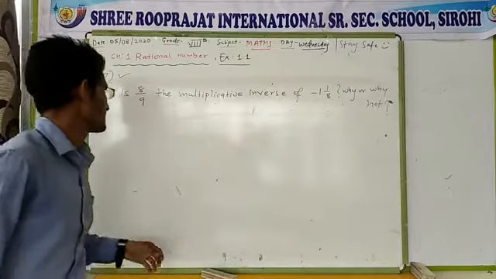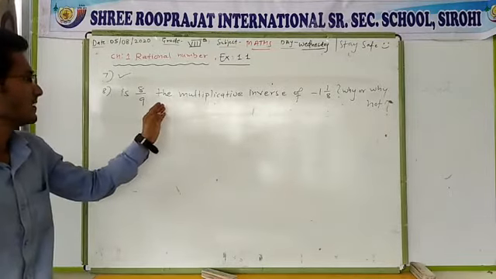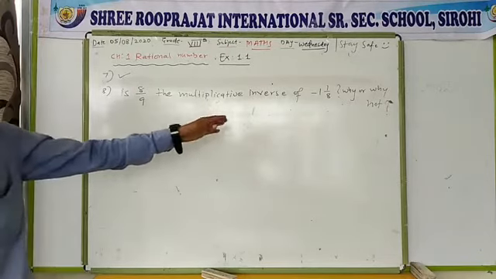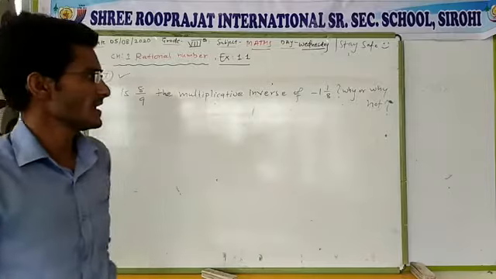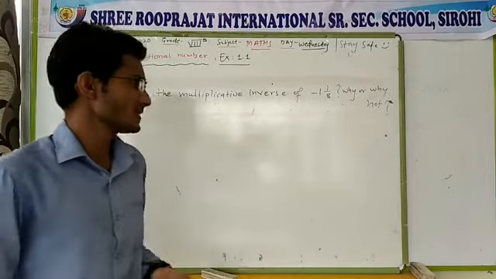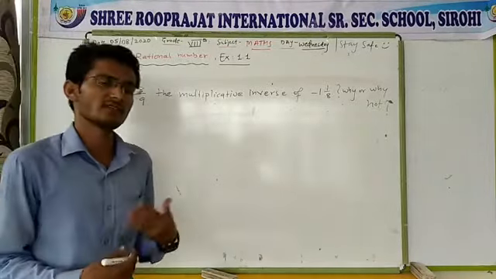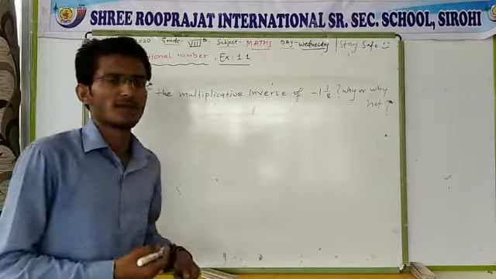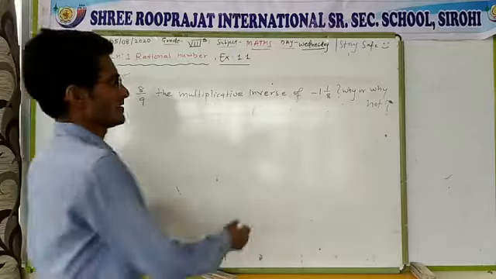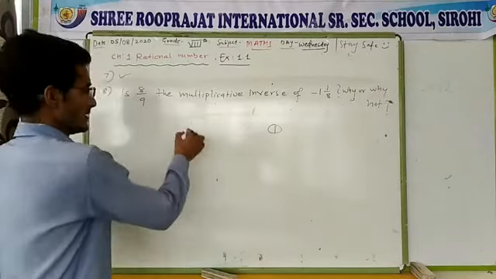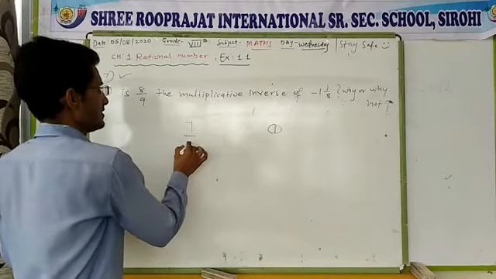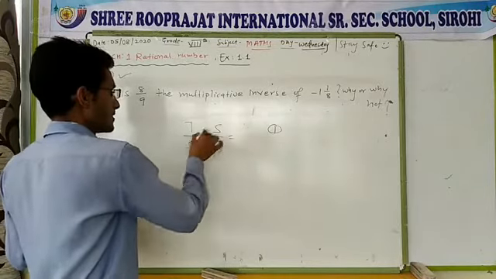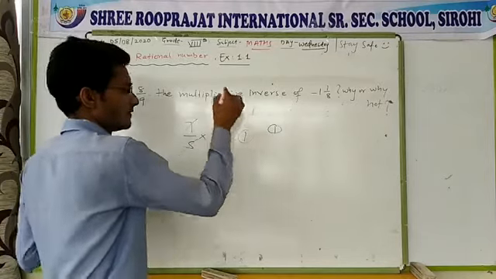Now question number 8: is 8 by 9 the multiplicative inverse of minus 1 and 1 by 8? Why or why not? If it is the multiplicative inverse, then you have to give the reason. If not, you even have to give the reason. As we know, if you multiply a number with its multiplicative inverse, you will get 1. Like suppose 7 by 5, the multiplicative inverse will be 5 by 7. So cut 5 5, 7 7, you will get 1.